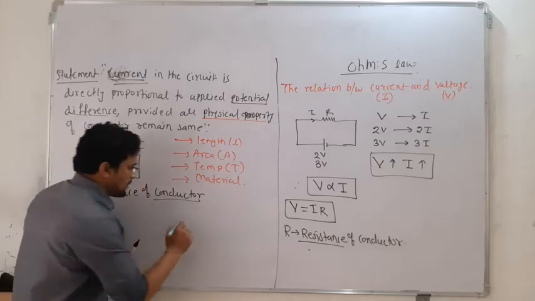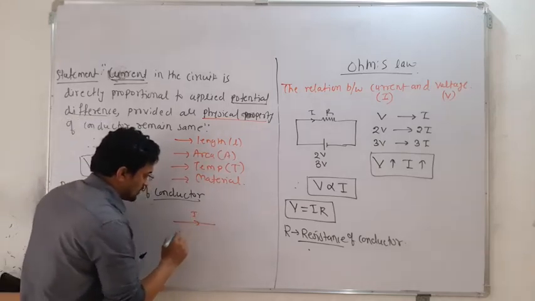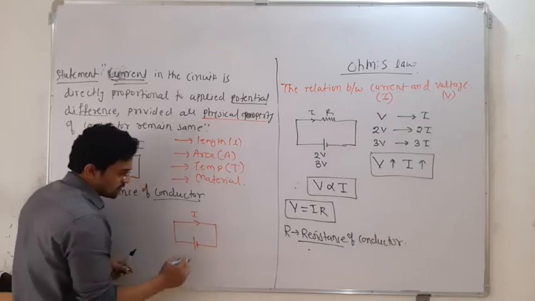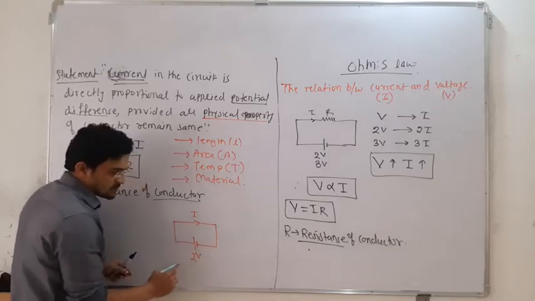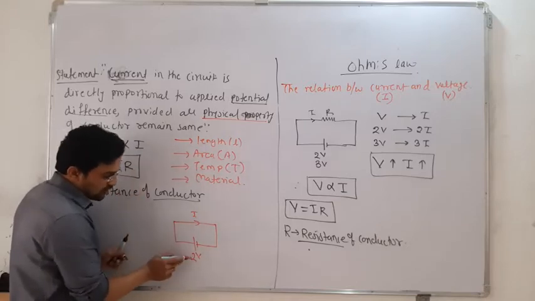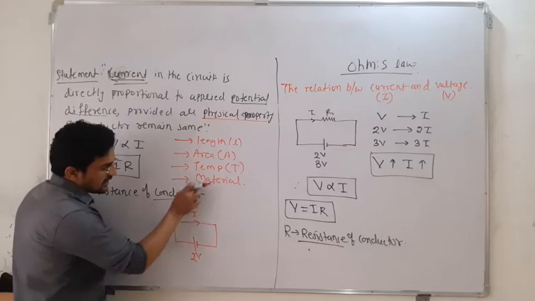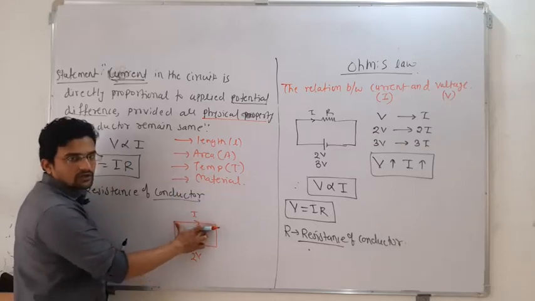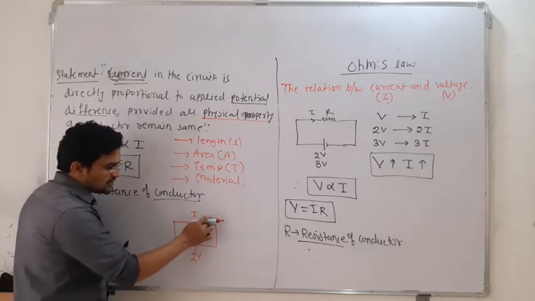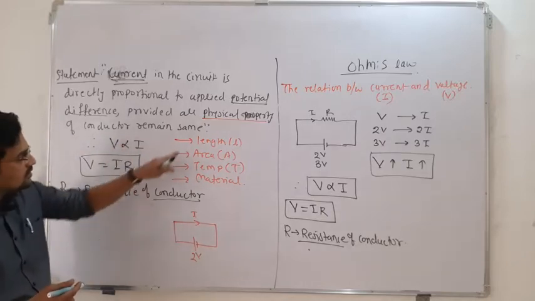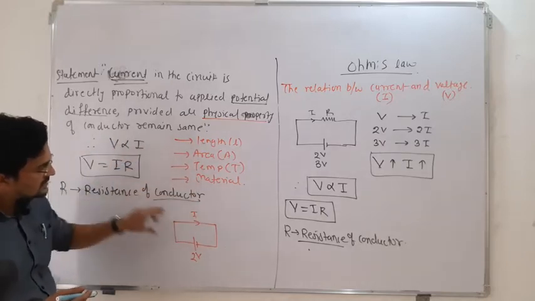Suppose now you pass current through this conductor by applying a cell voltage V. Now make it 2 times. But remember, if you are increasing this voltage, the temperature, length, area and material should be the same. It should not change. If you change these, V is not directly proportional to I. So keep all these physical parameters constant throughout the experiment.